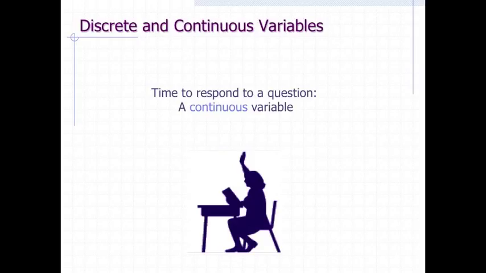Other variables, such as time to respond to a question, are continuous variables since the scale is continuous and not made up of discrete steps. The response time could be 1.64 seconds, or it could be 1.64237 seconds. Of course, the practicalities of measurement preclude most measured variables from being truly continuous.